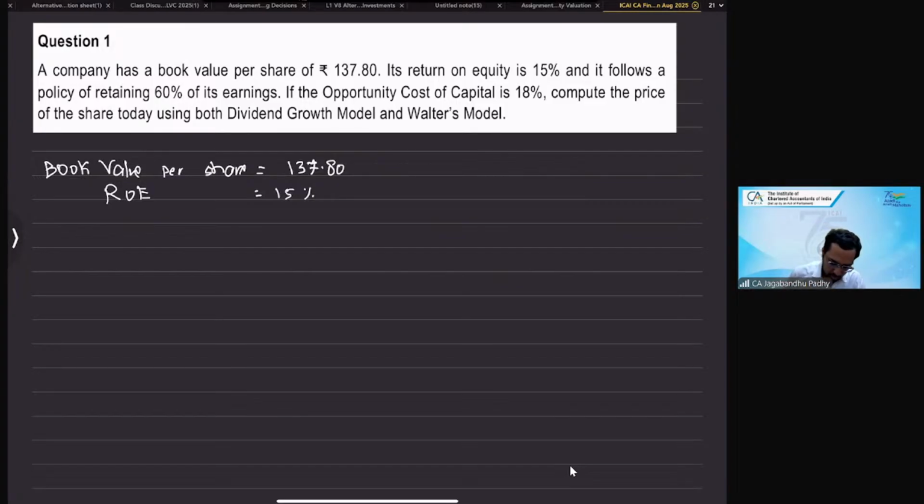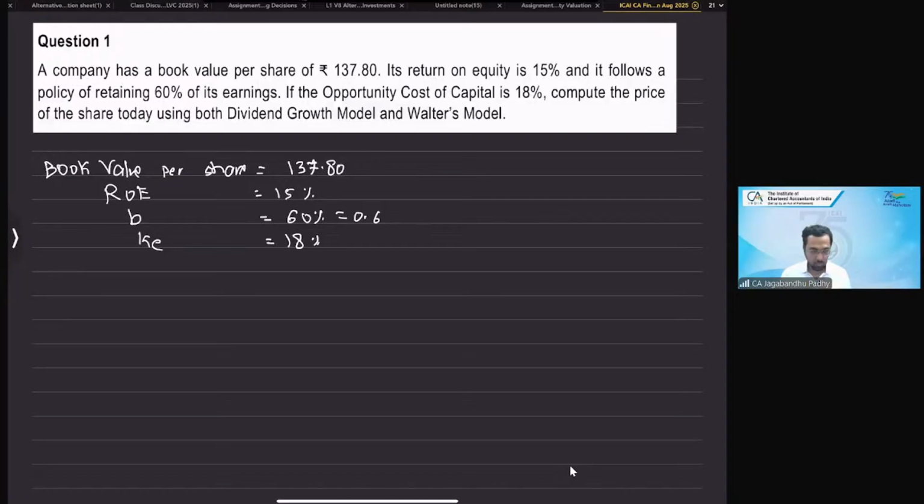And it follows a policy of retaining 60% of its earnings. So can I say the retention ratio is 60% or 0.6 as a number? If the opportunity cost of capital, which is KE, is 18%, compute the price of the share using dividend growth model and the Walters model.